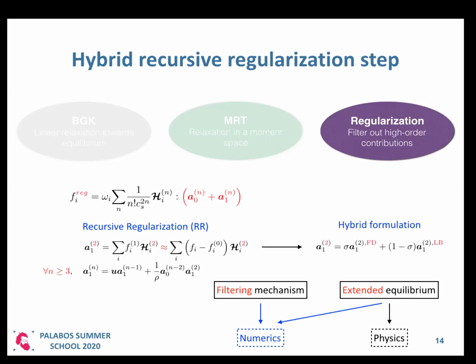And the last way of computing this non-equilibrium part is through a hybrid formulation, because what we want to do here is to completely filter out high order contributions. But the fact is that for the second order coefficient, you have f minus f equilibrium that appears in the definition, meaning that there are still high order contributions that are not completely filtered out. So the main idea here is to compute this term through a hybrid formulation that will be based on sigma times the finite difference approach plus 1 minus sigma times the LB standard approach.